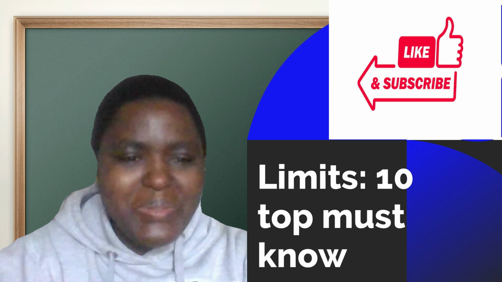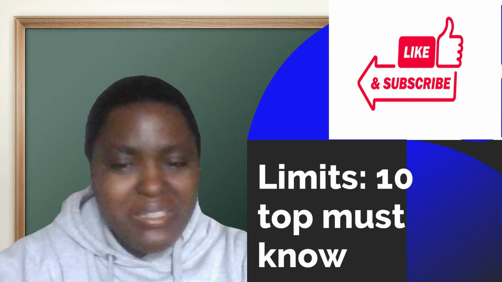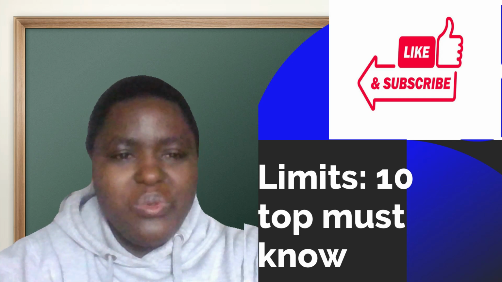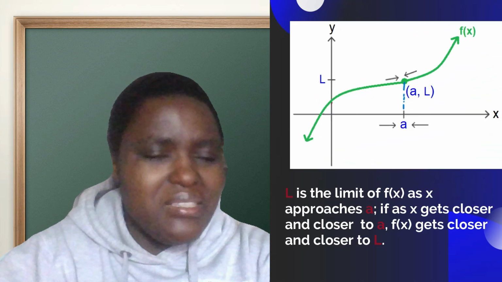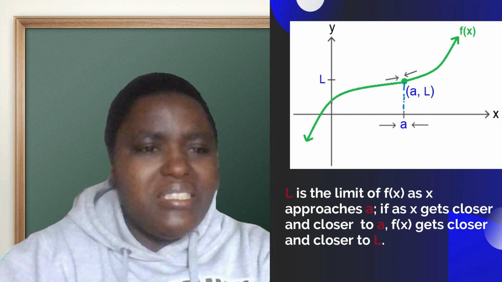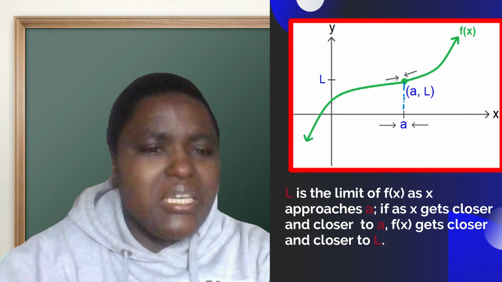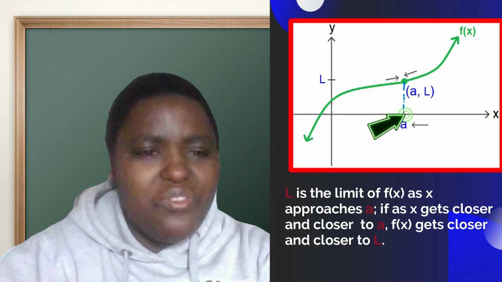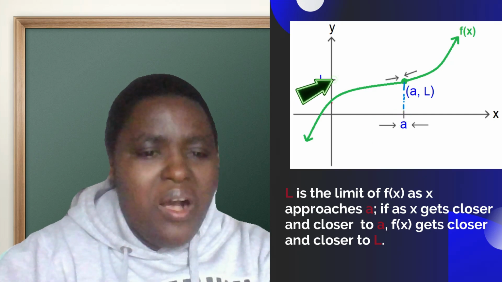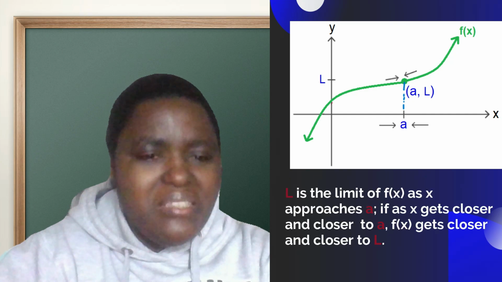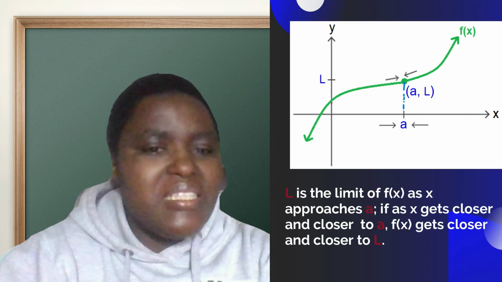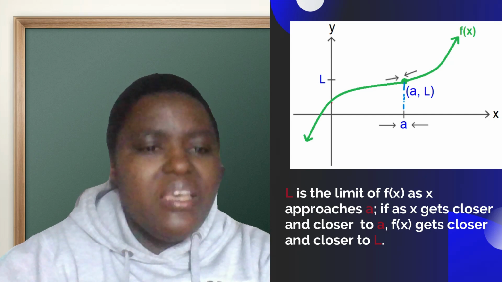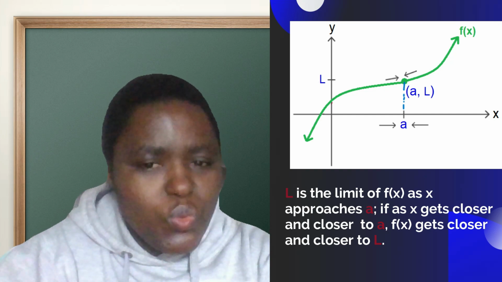But before talking about these top 10 things that everybody must know about limits, let's first talk about limit itself. What is a limit? What do you understand by limit? When we look at this graph here, we can see this function f of x, and we have a point A and its image, whose value is L. So we say that L is the limit of our function f of x as x approaches A, if as x gets closer and closer to A, f of x gets closer and closer to L.